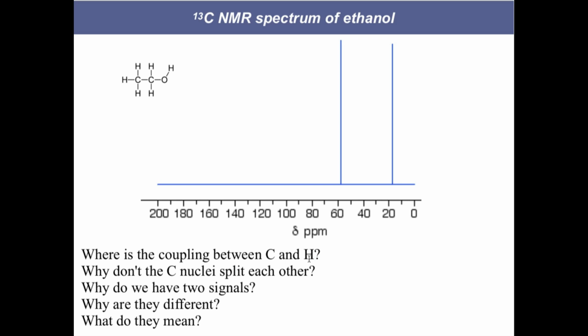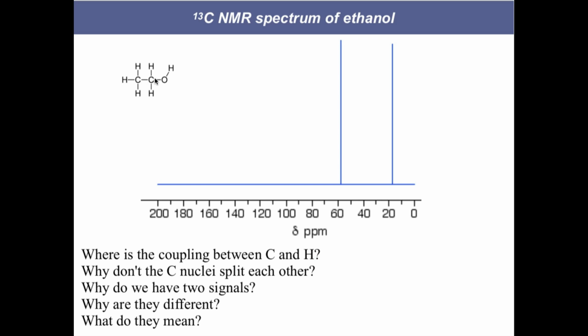Now, why don't carbon nuclei split each other? These carbons are right next to each other, and so we'd expect them to split each other. In fact, that might be very useful. We could tell how many carbons each carbon is next to by the splitting pattern. So, whereas that would be very useful, unfortunately, it doesn't happen because the likelihood of having two carbon-13 nuclei right next to each other on the molecule is very small.